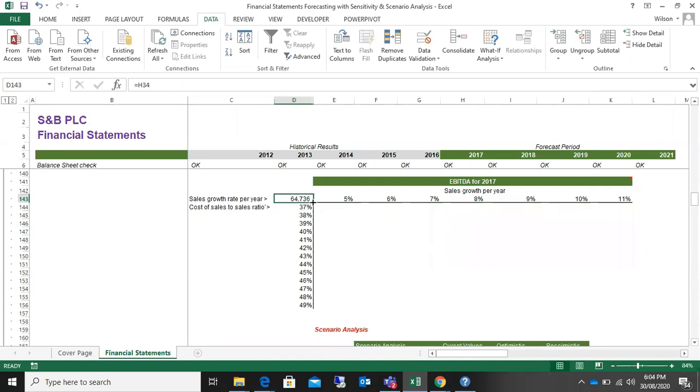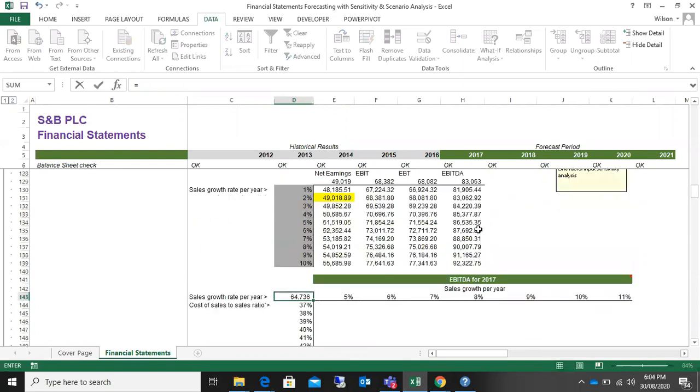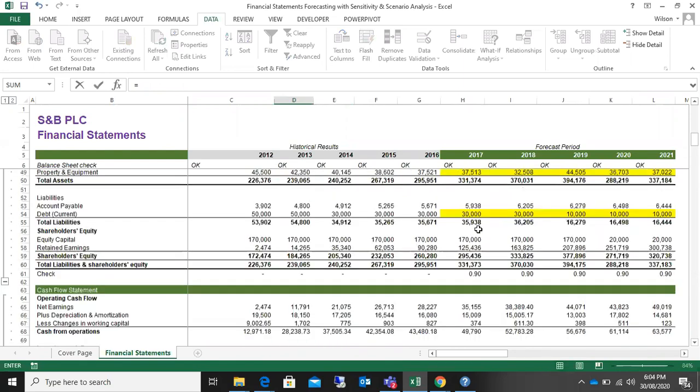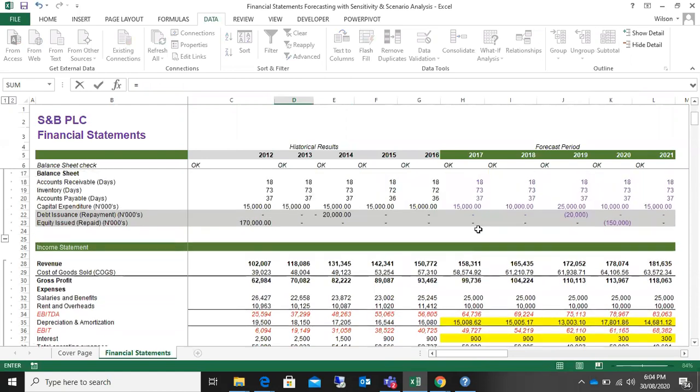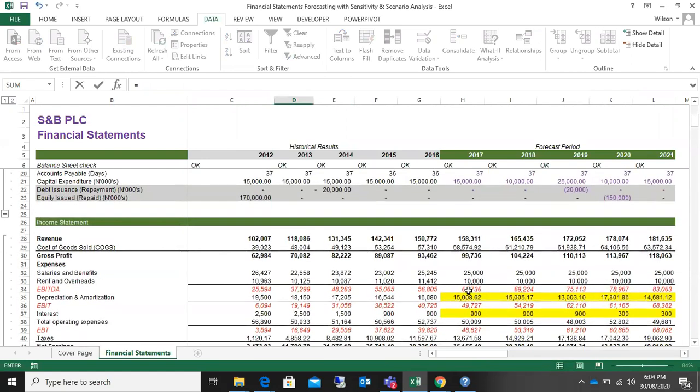Did we define this rightly? Let's see that we pick the right thing here. Let me go up again and pick EBITDA. For 2017.